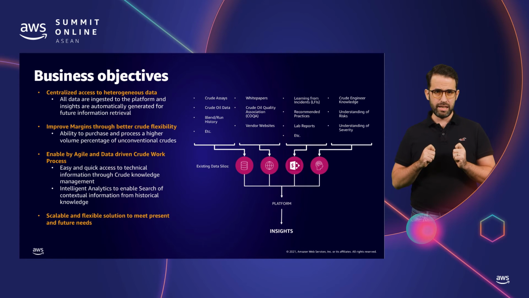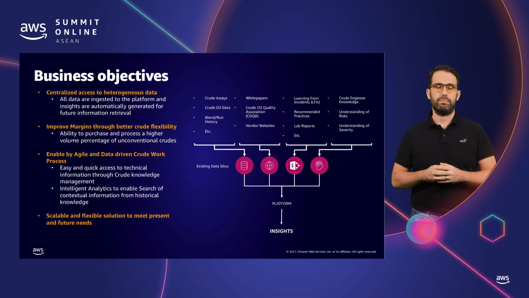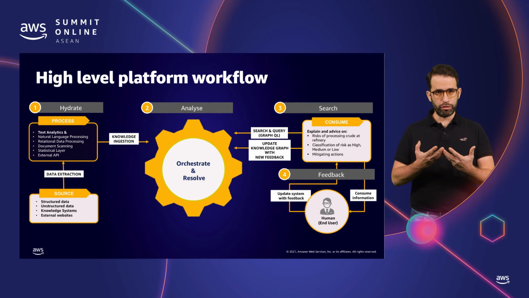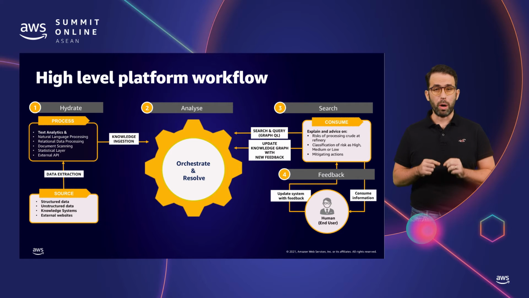To understand the task at hand, let's look at the high-level platform workflow. We can summarize our workflow as a four-step process. The first step is the platform hydration, where we extract the information from the multiple sources and do a first level of processing, such as document scanning, natural language processing or NLP, and others. The second step is the fact content analysis, where the information extracted from the hydration step is ingested and merged or combined with existing information.